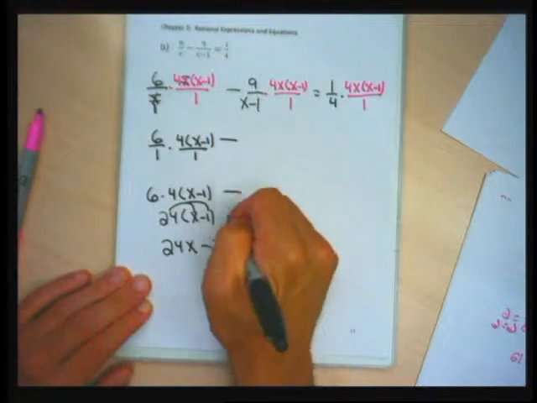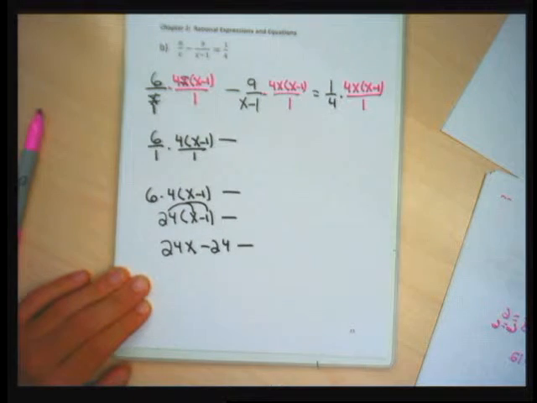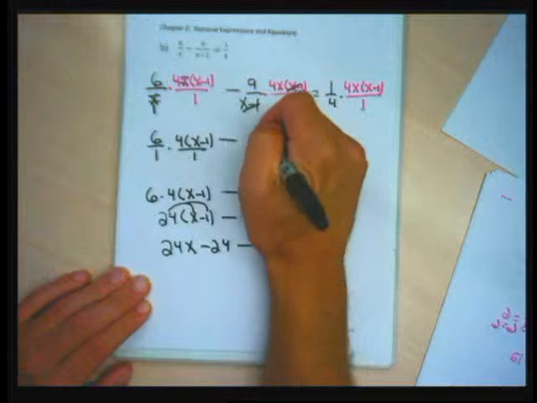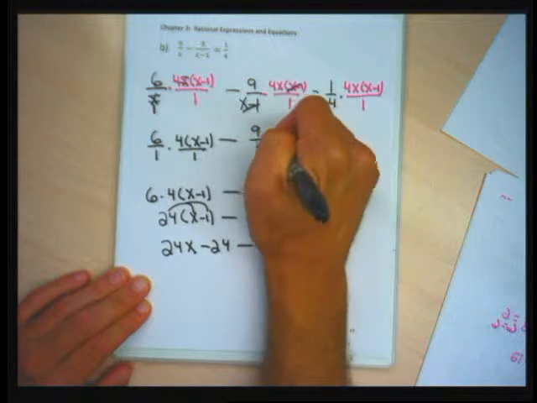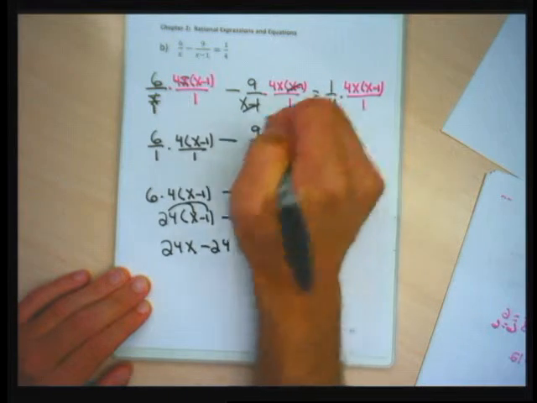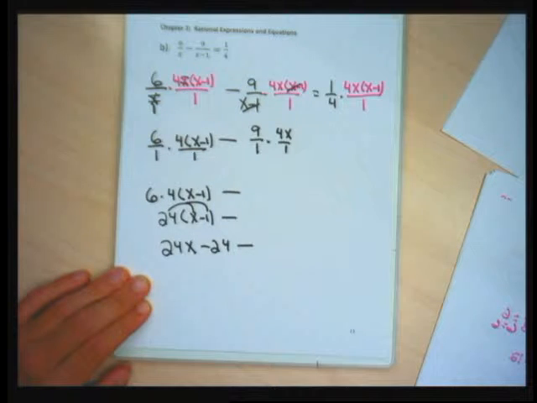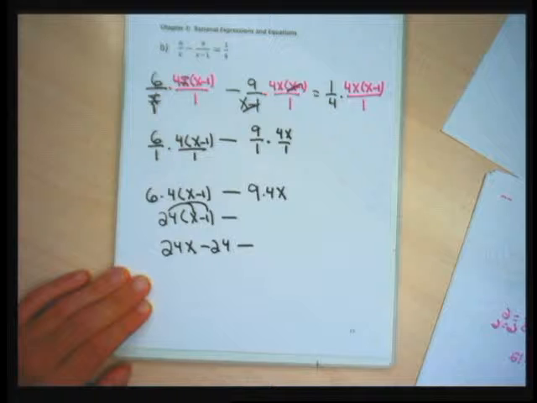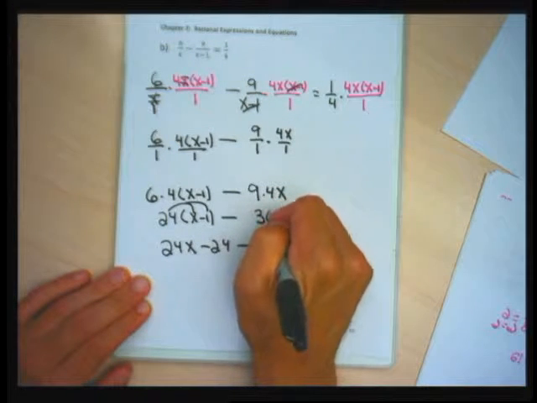Bring down my minus signs. Next piece, cancel x minus 1s. I'm left with 9 over 1 times 4x over 1. Don't need the over 1 part, so I'm really just left with 9 times 4x. 9 times 4x is just 36x.